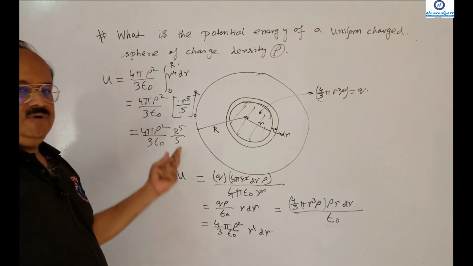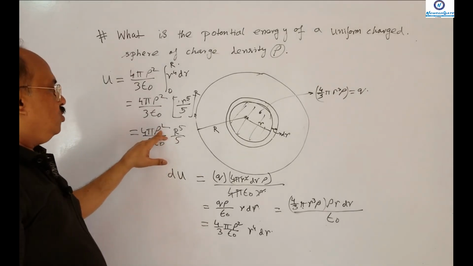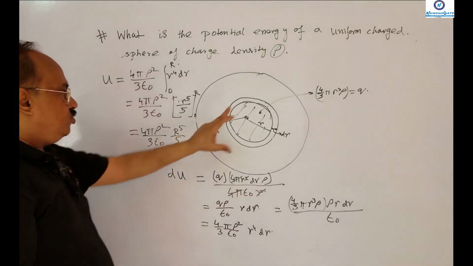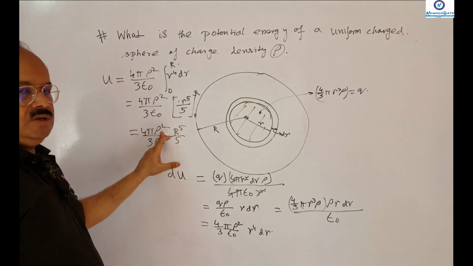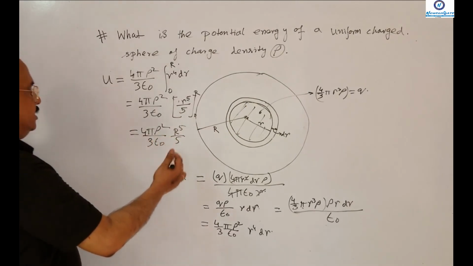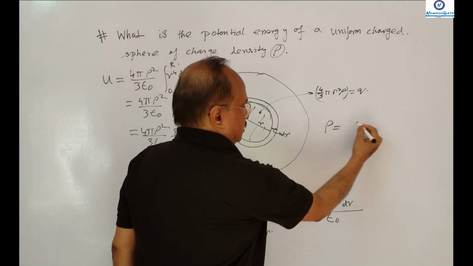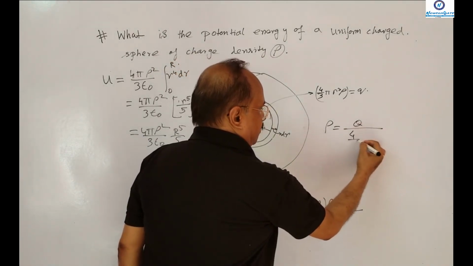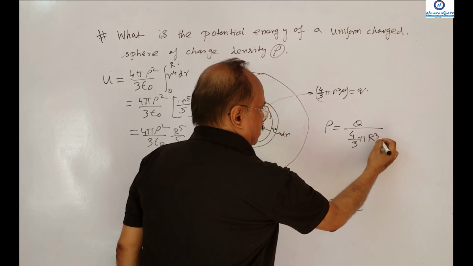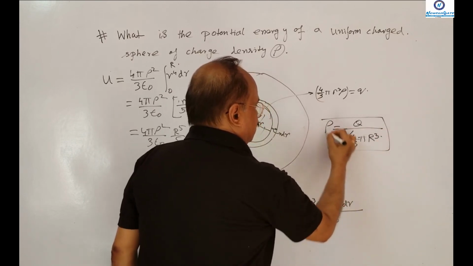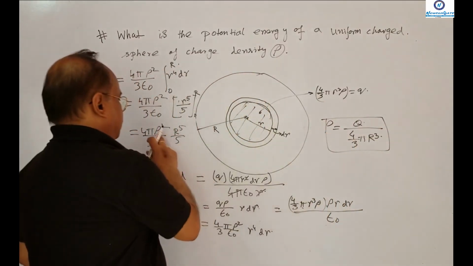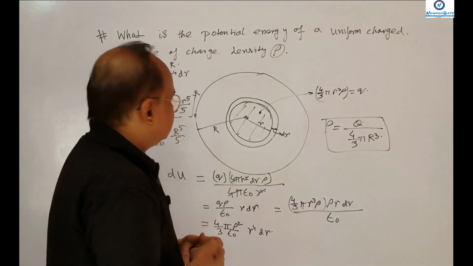If you want to simplify it more, in place of rho we can express it in terms of the total charge Q. Rho is equal to how much? It is Q divided by the volume, that is 4/3 pi R cube. Later on, you can replace this if you want in terms of Q. That's it for this one.